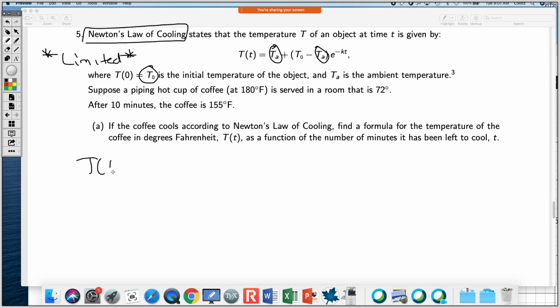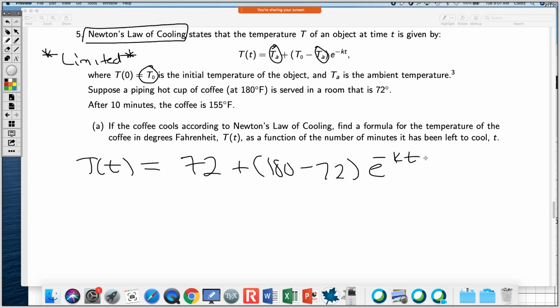So T(t) equals T sub A. That's our ambient temperature, which is 72 degrees Fahrenheit. So I'm going to write 72 there, plus T naught minus T_A. T naught's the initial temp of the coffee, which is 180 degrees, minus then 72 degrees, e to the minus kt. And so here's what we know about the model so far. It's 72 plus 180 minus 72, which is what? 108 e to the minus kt.